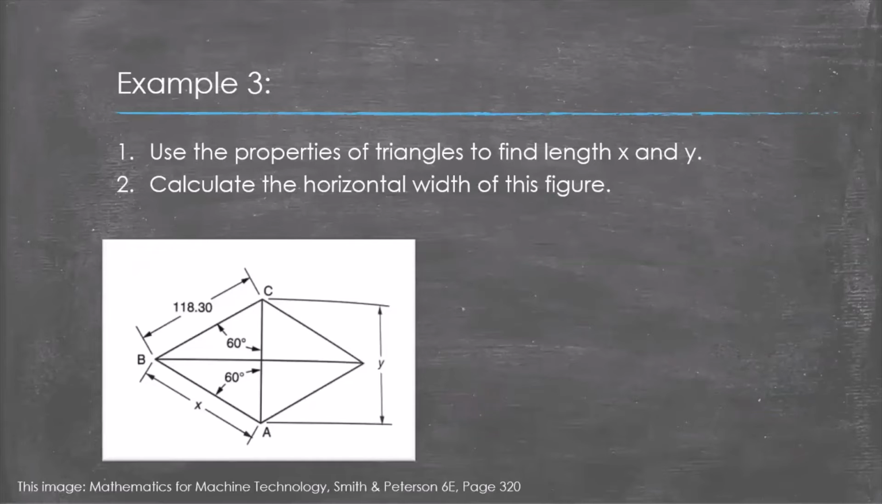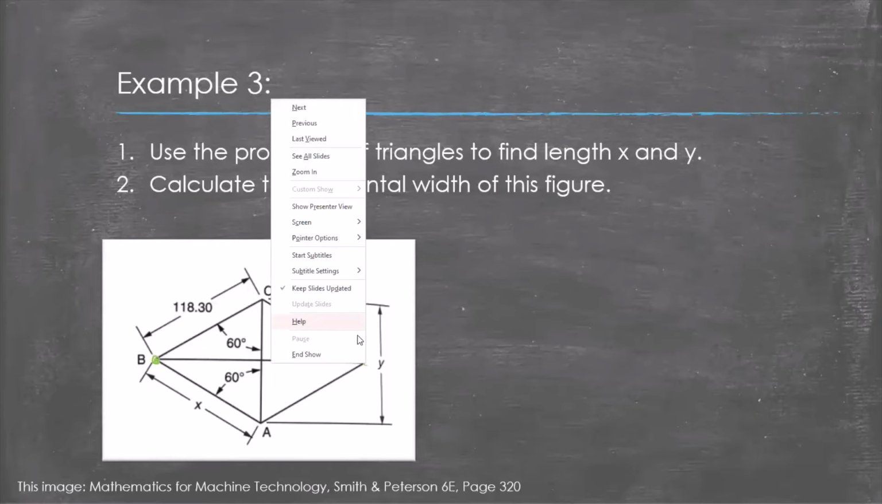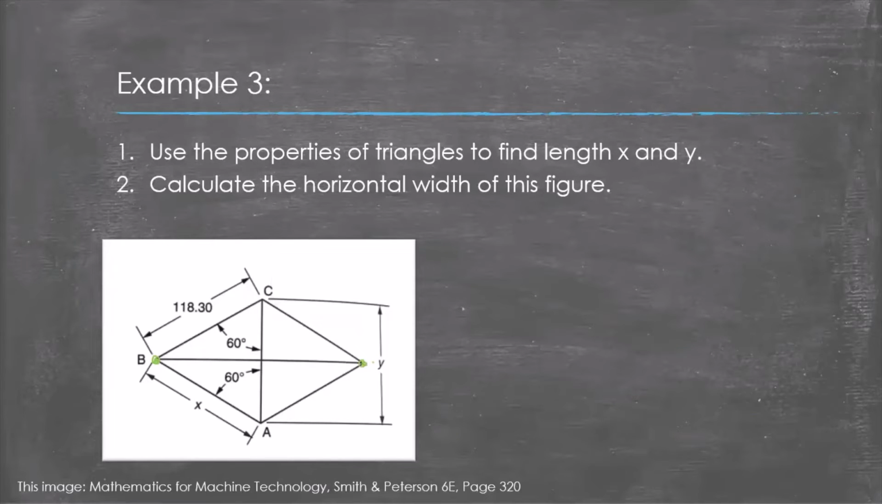Example 3, I again want you to use properties of triangles to find lengths x and y. And then I want to calculate the horizontal width of this figure. By horizontal width, I'm starting from point B, and I want to end over here. So the distance the whole way across.